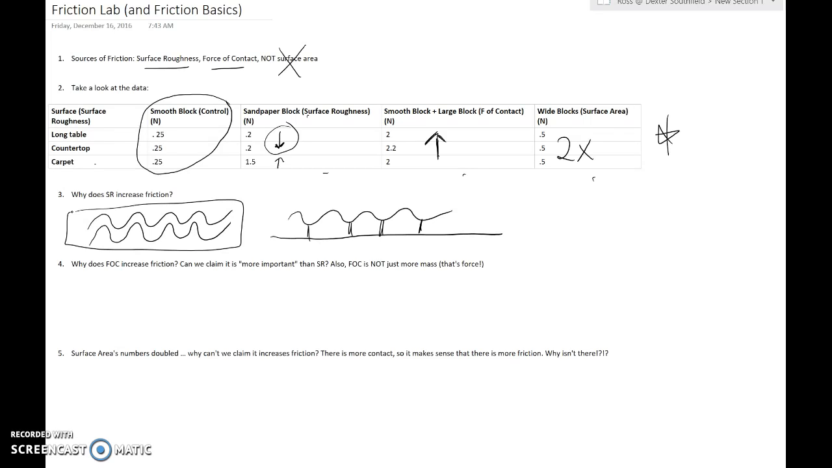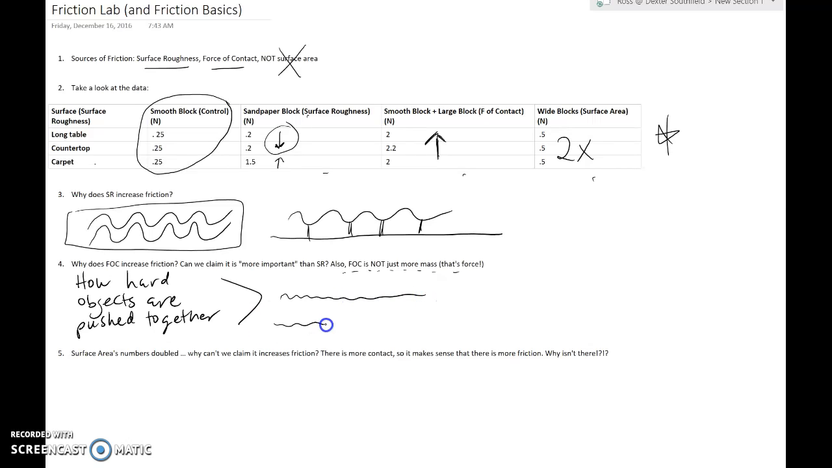If we're going to look at force of contact, why does force of contact increase friction? So one thing that we need to be careful of is that force of contact is not just more mass. Force of contact is how hard you push 2 objects together. How hard objects are pushed together. So what that means is when you push those 2 objects together, if you've got a surface with some bumps over here, a surface with bumps over here, they're not touching anymore, right? There's no contact between them right in here.